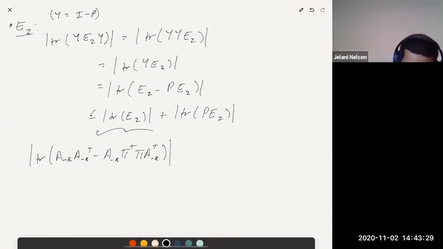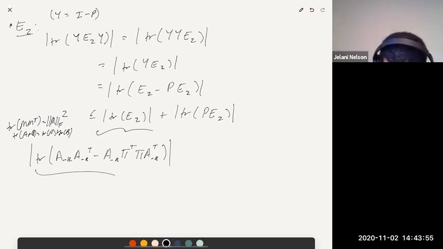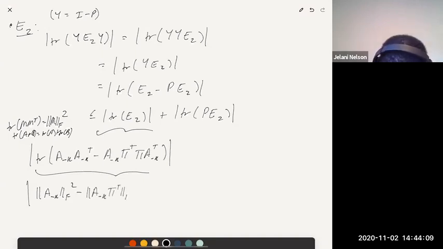And again, just remember the other fact that trace of MM transpose is the Frobenius norm squared of M. And also trace is linear. Trace of A plus B is equal to the trace of A plus the trace of B. So I can apply linearity to separate out that minus sign, and then I get a trace minus another trace. Each one of those is of the form MM transpose. So this is the difference of two squared Frobenius norms. This is just A minus K Frobenius norm squared minus A minus K pi transpose Frobenius norm squared.